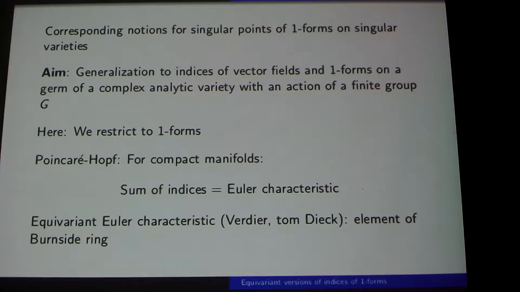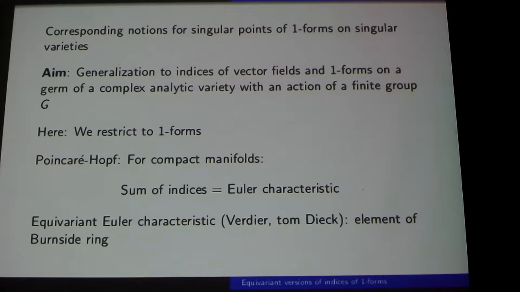For smooth varieties, there's no difference between vector fields and one forms. But on singular varieties, there are differences, but there are corresponding notions for singular points also of forms on singular varieties. The aim of my talk is to generalize these indices to the germ with an action of a finite group G. And we have similar notions for vector fields and one forms. But in my talk, I want to restrict to one forms for simplicity, and also for the reason that I want to consider the Euler obstruction.